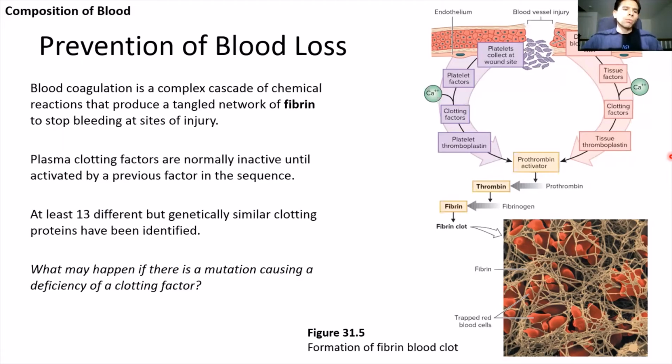Now, what do you think may happen if there is a mutation causing a deficiency in a clotting factor? These are the kinds of causes for different diseases of the circulatory system.